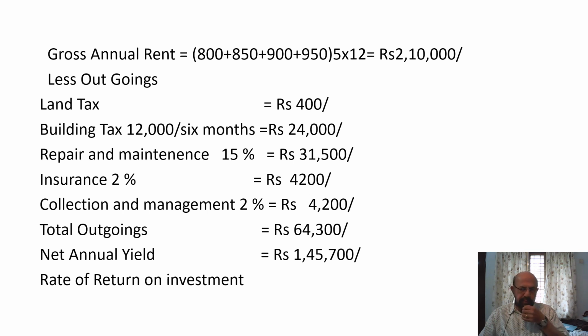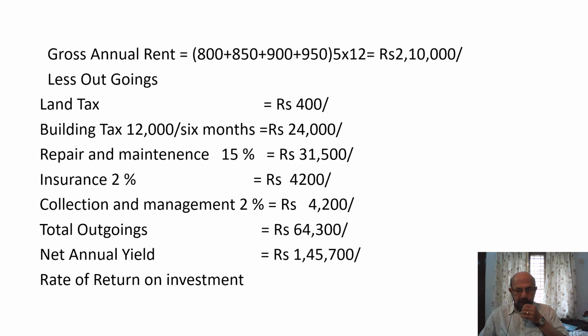Less outgoings. Land tax rupees 400. Building tax 12,000 for 6 months is equal to 24,000. Repairs and maintenance 15% is equal to rupees 31,500. Insurance 2% is equal to 4,200. Collection management 2%, 4,200. So total outgoings is equal to rupees 64,300.